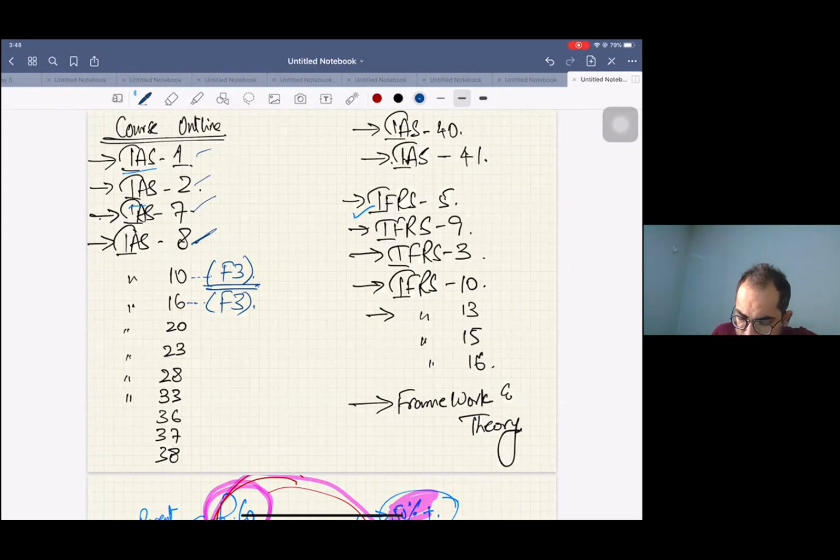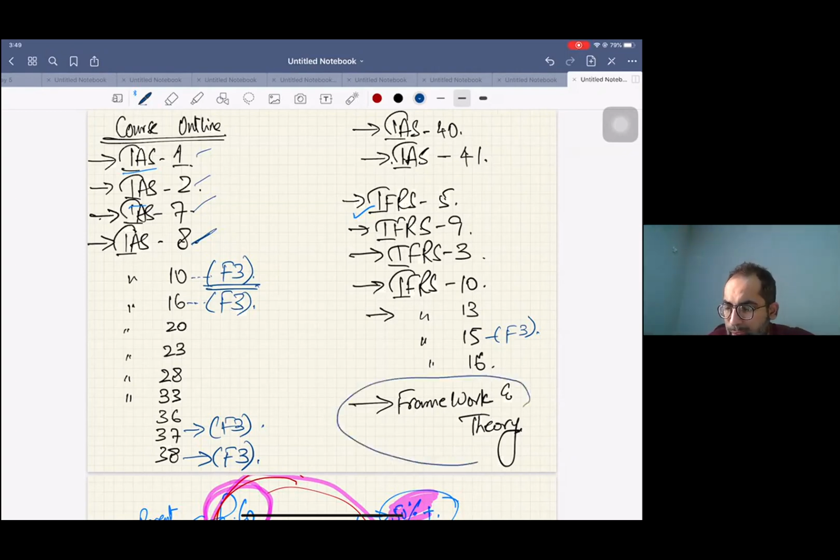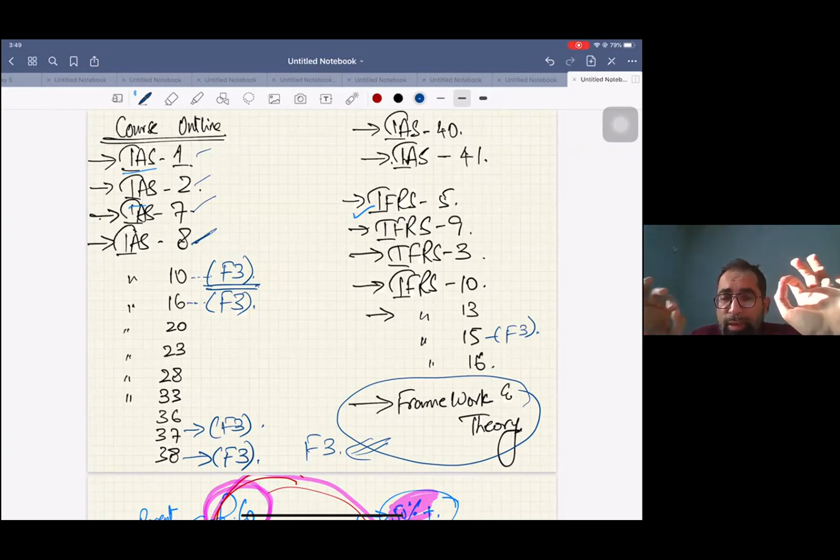Then IAS 37 you have done in F3. IAS 38, okay. A little bit of IFRS 15 you have done in F3, right? But don't worry, we'll be revising it. Plus this framework theory you also did in F3, but still all these things are part of your course and they are examined on a routine basis, so we cannot take any risk.